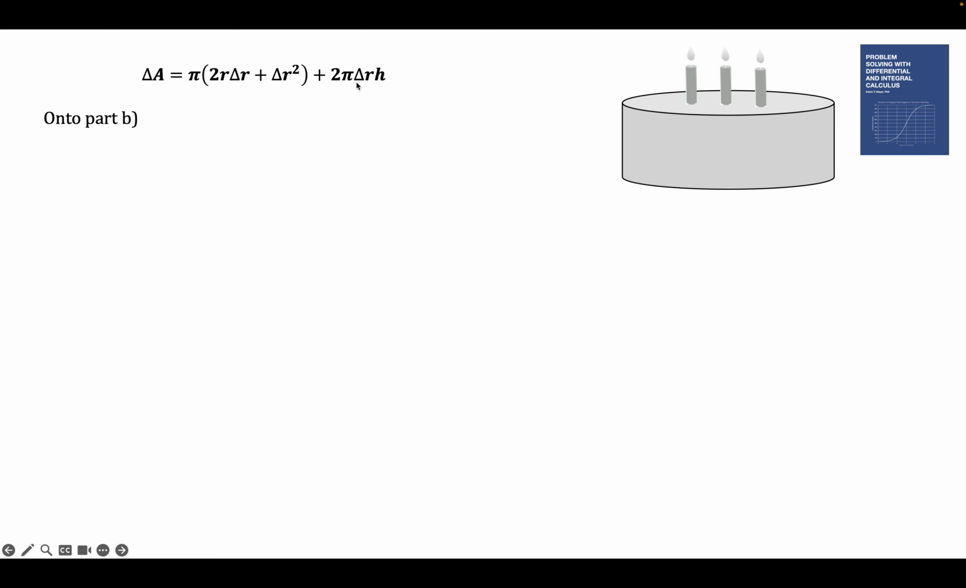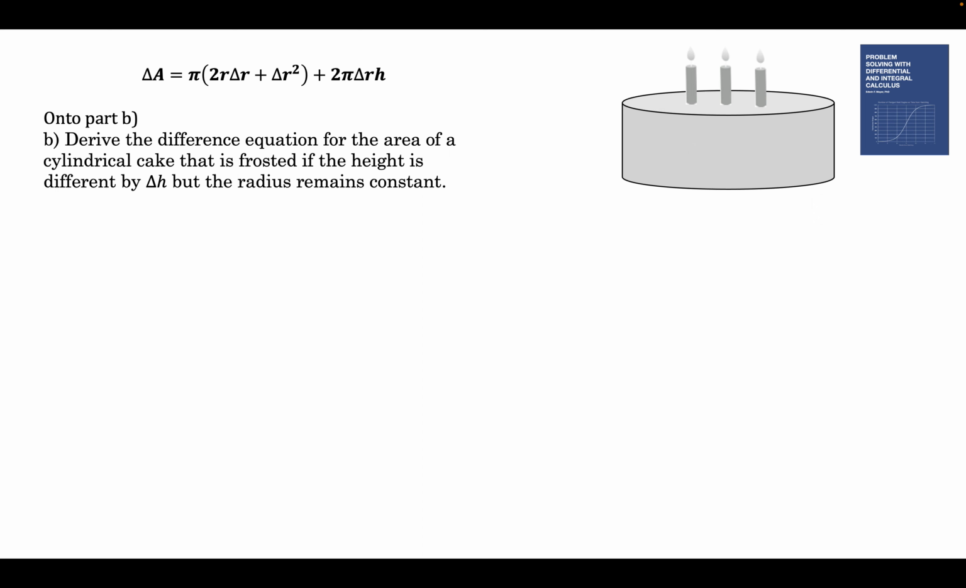Now we can tackle part B, derive the difference equation for the area of a cylindrical cake that is frosted if the height is different by delta h and the radius is constant. So now we're changing the height. If we just change the height, the top area isn't going to change at all. It's still pi r squared. So that's the normal equation for the frosted area.